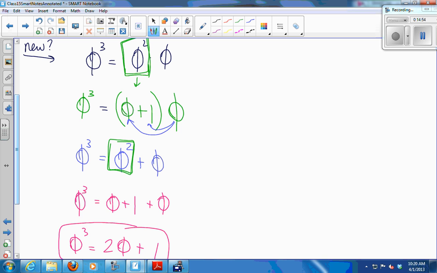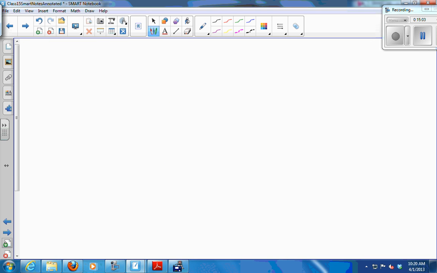Okay? So I think that we should do it again. This time we're going to find phi to the fourth. So I know, right, from the last problem that phi cubed is 2 phi plus 1. I want phi to the fourth. So I'm using what I got from the last process to get to my next value that I'm looking for.